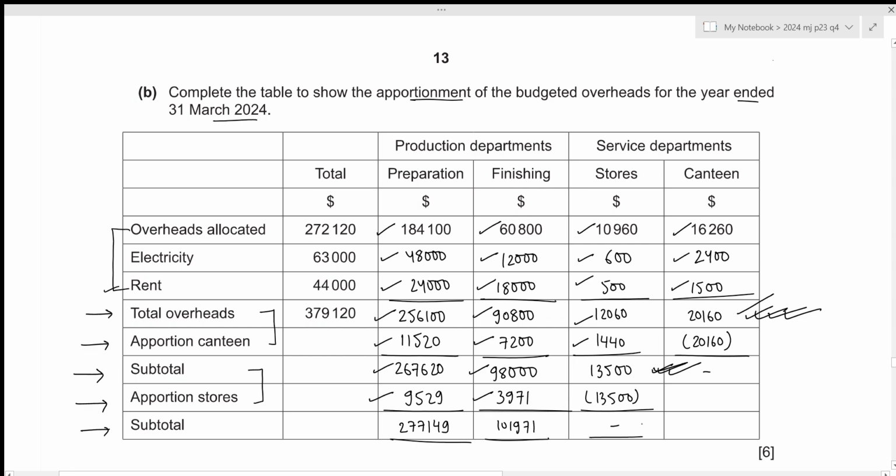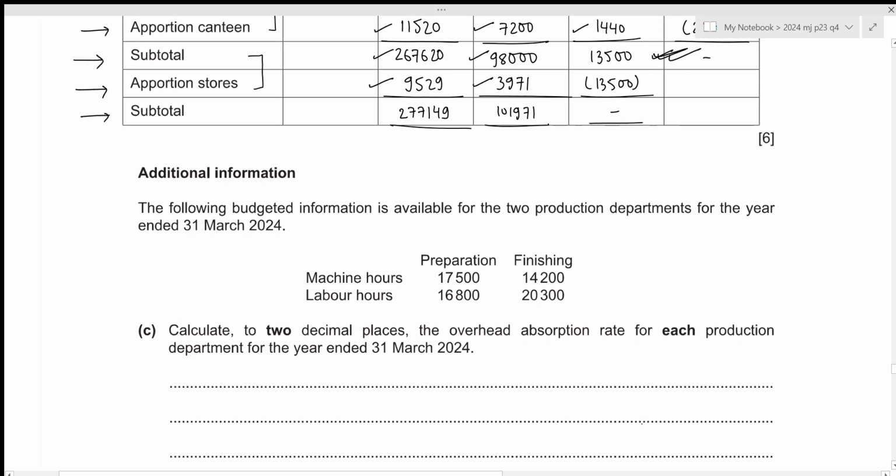That is all for the second part. Let's move towards the next one. We have been given some additional information. The following budgeted information is available for the two production departments for the year ended 31st March 2024. We now need to calculate. We have been given the machine hours and the labor hours.